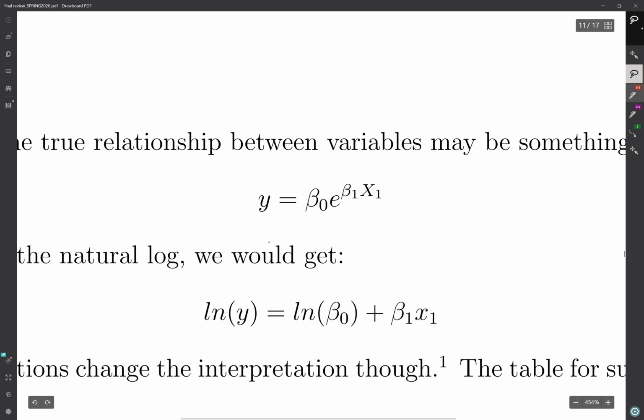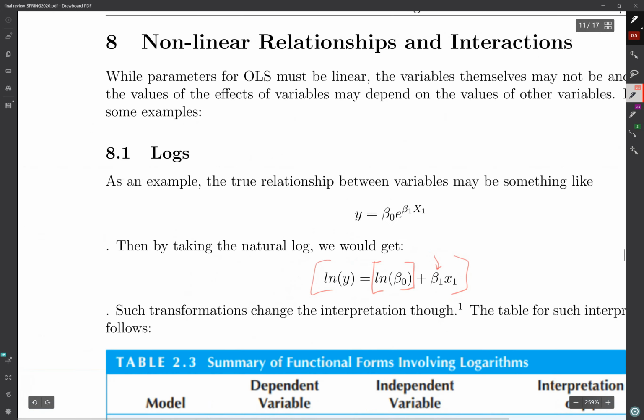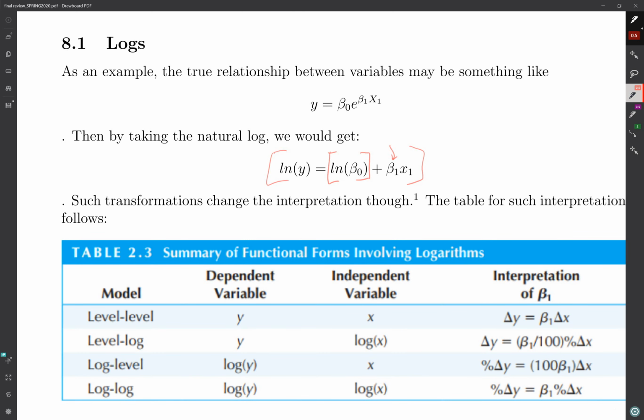So this ln beta 0, this is just a constant. It's a natural log of some number beta 0, but it's one number. It's just a constant. So that's good. This beta 1 right here, that's just a number. So there's nothing different about doing this than doing our other things as far as our interpretations go. Or excuse me, not that our interpretations are different, but as far as our ability to do them and satisfy MLR2.